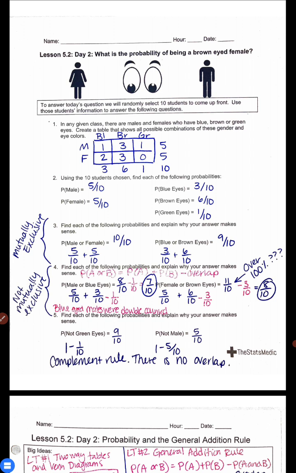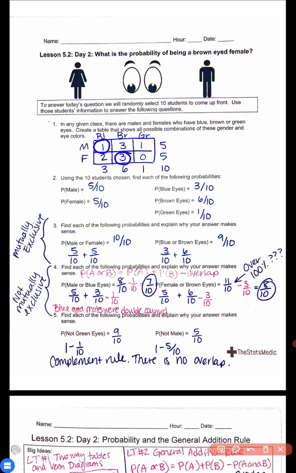A two-way table shows two different variables. On the y-axis, going up and down, we have gender, male and female. Going left to right, we have eye color, blue, brown, and green. The way I would read this table is: in this class, there was one male with blue eyes. There were 3 females with brown eyes.